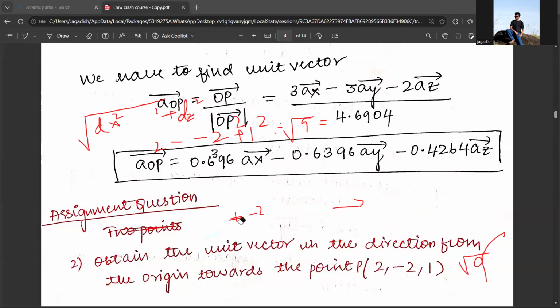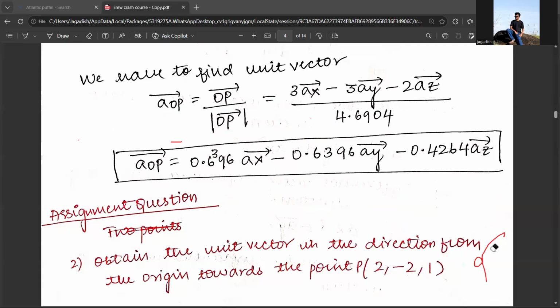See, this concept is very much important in electric field. Whenever I'm going to electric field, everywhere you will be using this kind of problem. So be thorough with this. Don't make mistakes. Everywhere we will be solving this kind of problems.